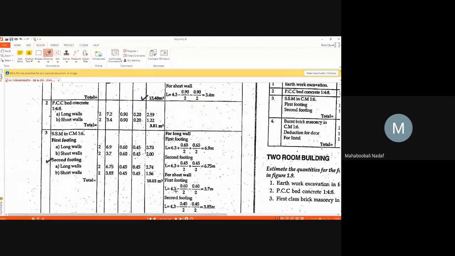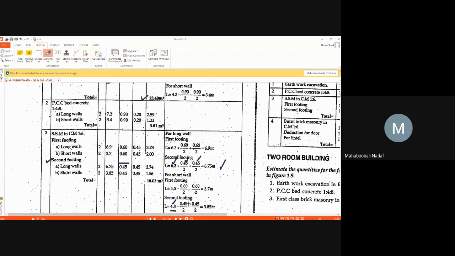So same thing. 6.3 is the center to center for the long wall. 4.3 is the center to center in the short wall. Of that item, what is the width? 0.45. So you are adding 0.45 for the long wall. Similarly, center to center is 4.3 for the second footing also, the same.